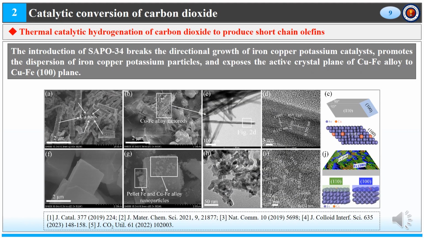The introduction of SAPO-34 breaks the directional growth of iron-copper-potassium catalysis, promotes the dispersion of iron-copper-potassium particles, and exposes the active crystal plane of copper-iron alloy or copper-iron 100 plane.